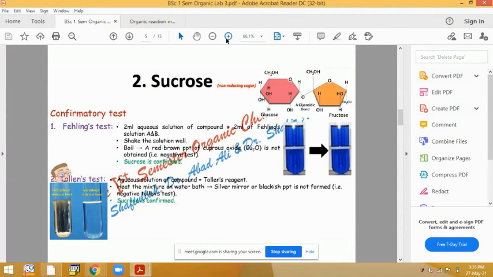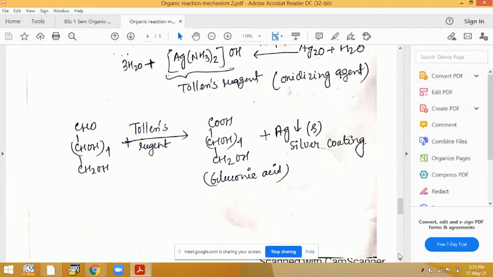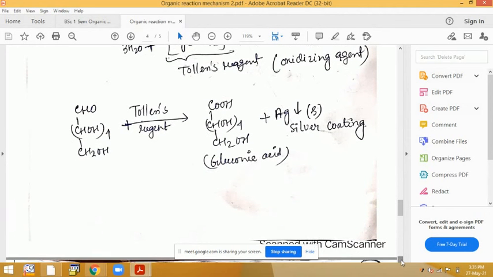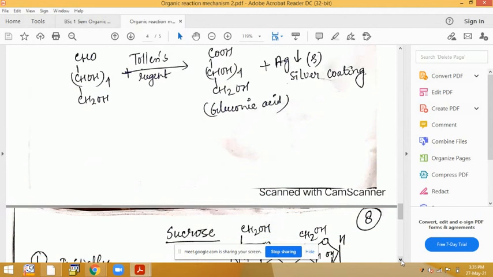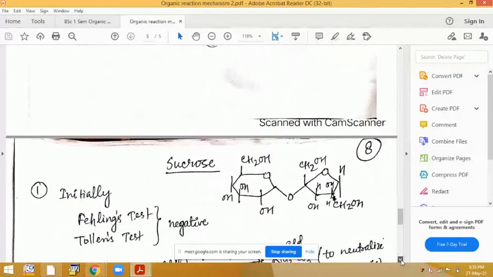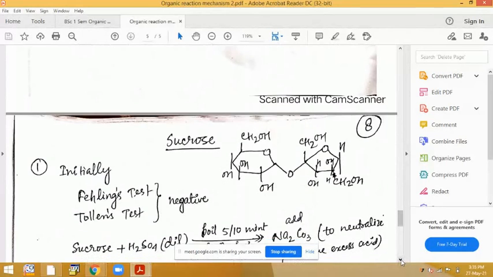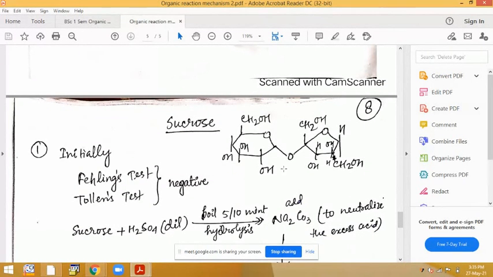Now, your second carbohydrate compound is sucrose, whose structure is like this. Sucrose is formed from glucose and fructose. You see, this is the sucrose structure, which is composed of two rings. One is 6 member and another is 5 member. The 6 member ring is glucose. And fructose, it forms sucrose.